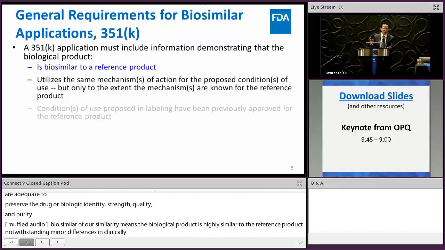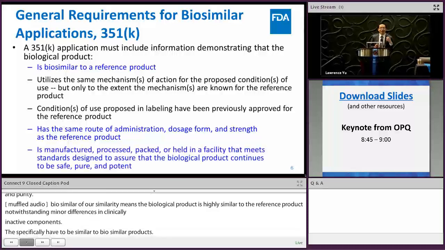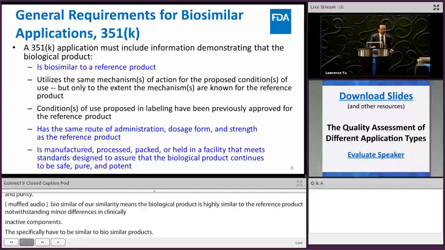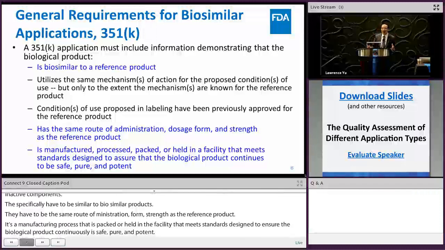So if you look at the requirements for the BLA applications, the biosimilar product has to have the same route of administration, dosage form, and strength as the reference product, and its manufacturing process, packaging, or holding must be in a facility that meets the standards designed to ensure the biologic product continues to be safe, pure, and potent. So if you look at the expectations or requirements for NDAs, BLAs, and ANDAs, you see that certainly those products have to be safe and effective.